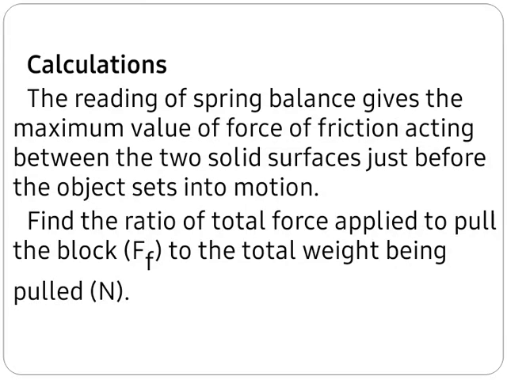In the calculation part, the reading given by the spring balance shows the maximum value of force of friction acting between two solid surfaces just before the object sets into motion. Find the ratio of the total force applied to pull the block, Ff, to the total weight being pulled, N.